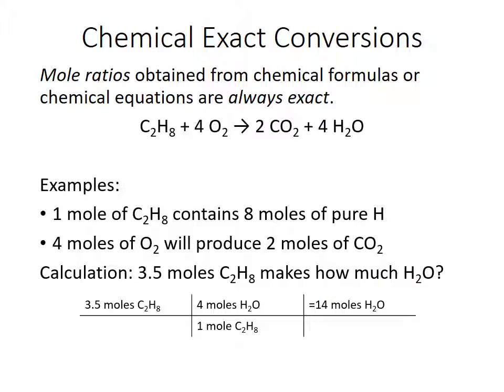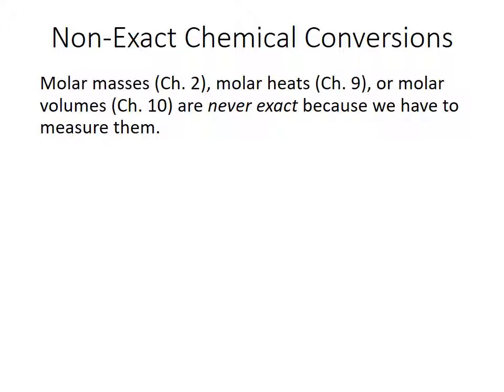But what about non-exact chemical conversions? The 3 examples here are molar masses, which we learned about in Chapter 2, molar heats, which we'll learn about in Chapter 9, and molar volumes, which we'll learn about in Chapter 10. These are never exact because we have to measure them. Molar masses are calculated from atomic masses, which are measured. Molar heats, or how much energy a chemical releases when it forms, is measured using calorimetry, and the molar volume of a gas is measured by simply measuring it.